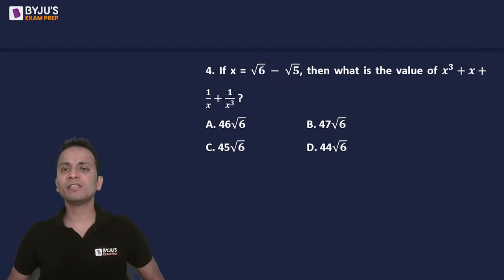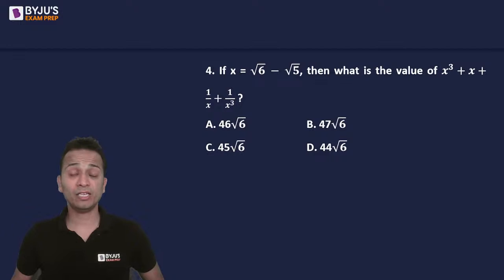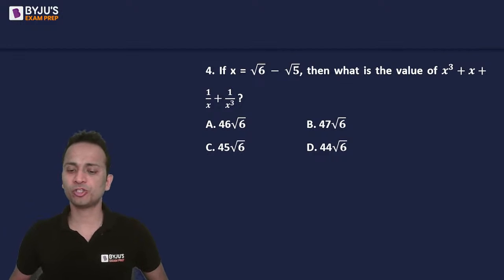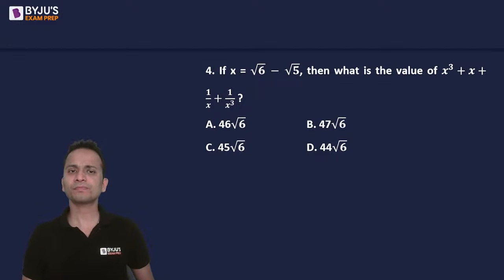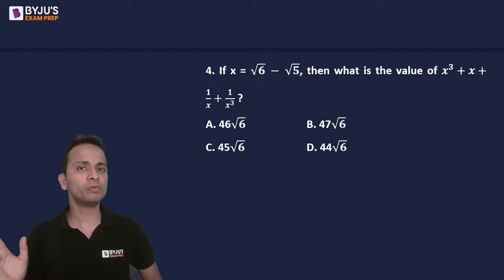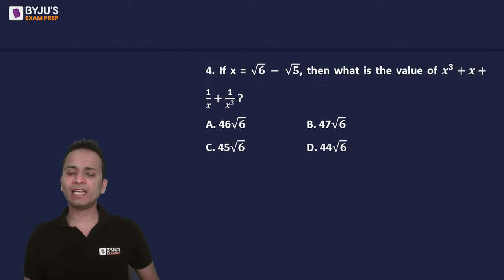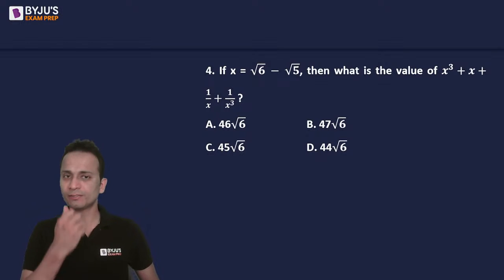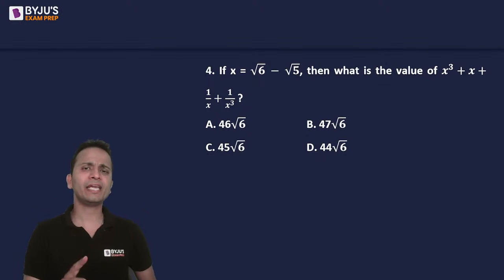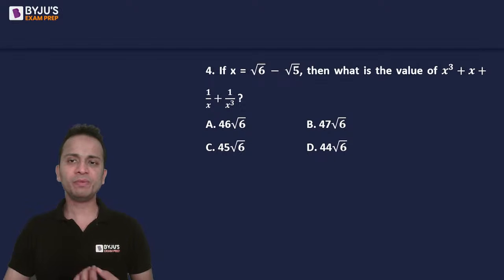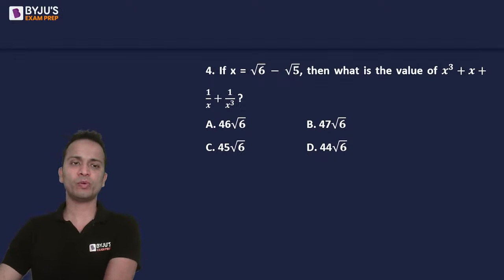Value of x is given. You'll have to find out the value of x cube plus x plus 1 upon x plus 1 upon x cube. I can give you a hint for this. You can combine x and 1 upon x, and x cube and 1 upon x cube separately. Okay, the value of x is given. Find the value of 1 upon x, and then add x and 1 upon x. That will be easier for you to observe this one.